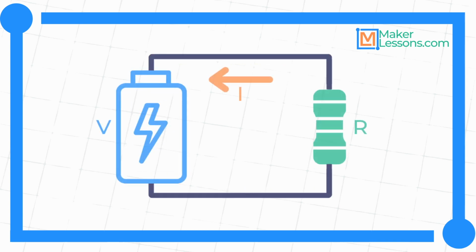That said, current in a wire or a circuit can still flow in either of two directions, depending on what the power source is and how it is attached to our circuit.